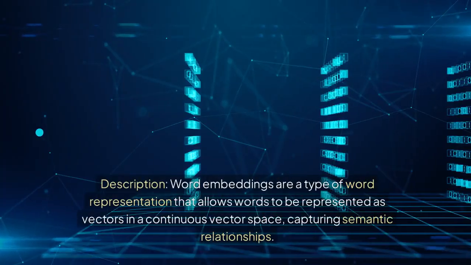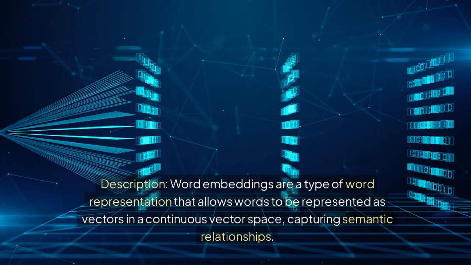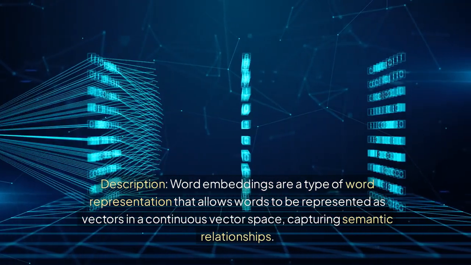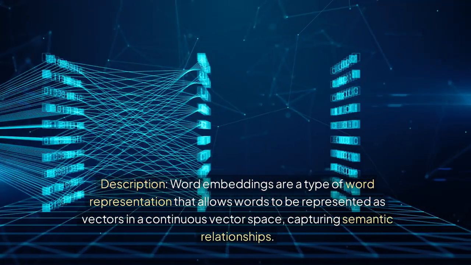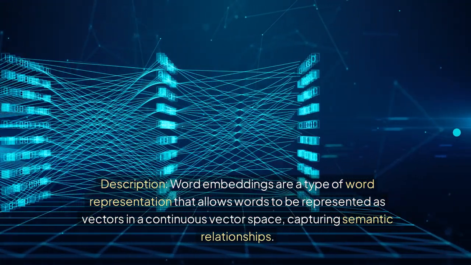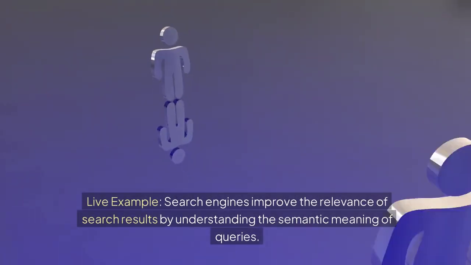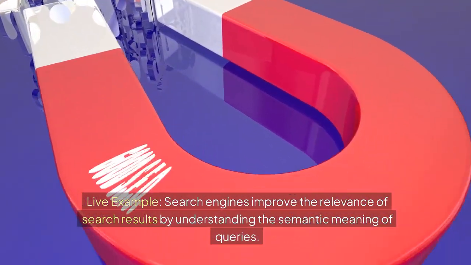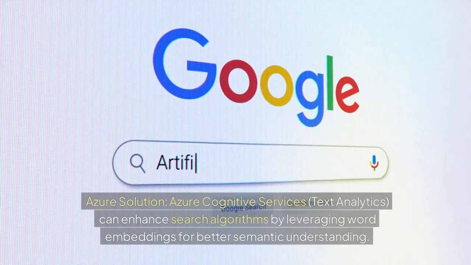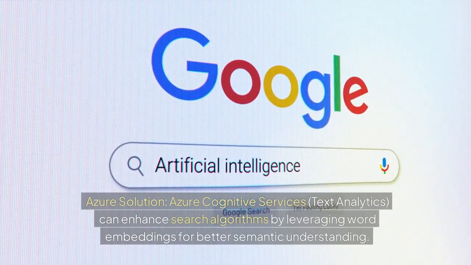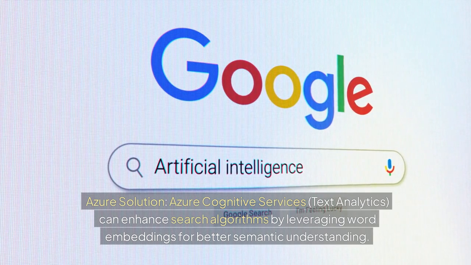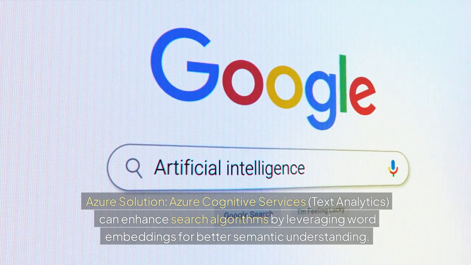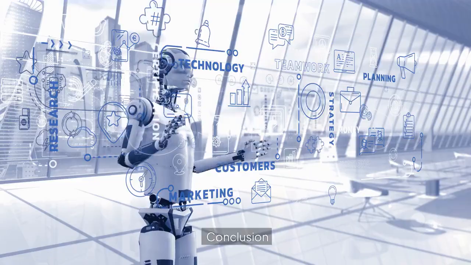20. Word embeddings. Description: Word embeddings are a type of word representation that allows words to be represented as vectors in a continuous vector space, capturing semantic relationships. Live example: Search engines improve the relevance of search results by understanding the semantic meaning of queries. Azure solution: Azure Cognitive Services, Text Analytics, can enhance search algorithms by leveraging word embeddings for better semantic understanding.